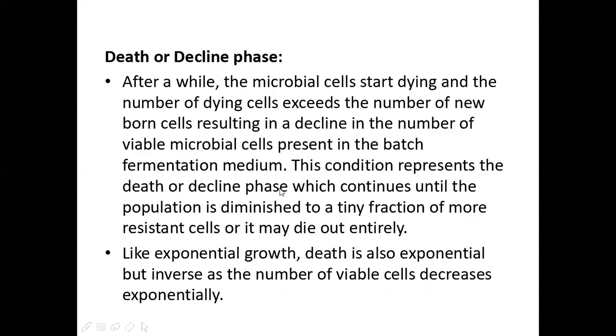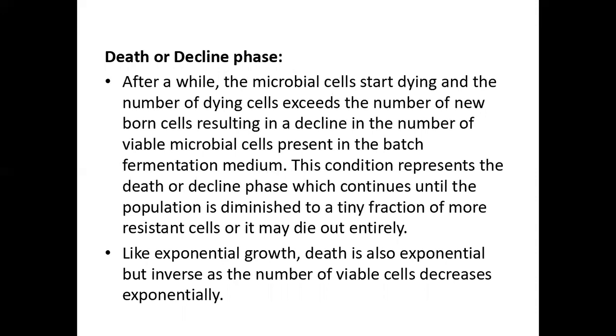This condition represents the death or decline phase, which continues until the population is diminished to a tiny fraction of more resistant cells. It may die out entirely. So they will die completely, leaving very few cells which may be resistant to the conditions prevailing in the fermenter. Like exponential growth, that is also exponential, but inverse, as the number of viable cells decreases exponentially.